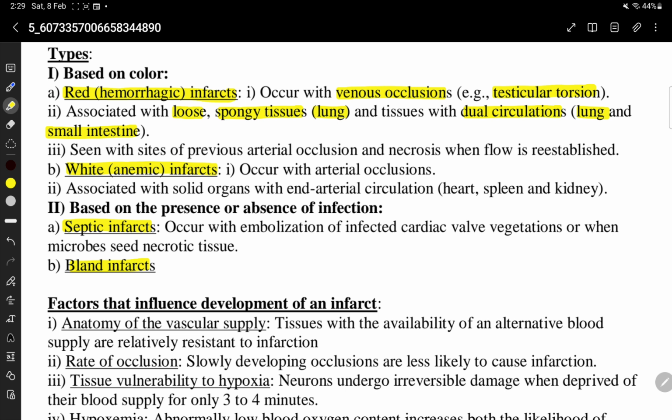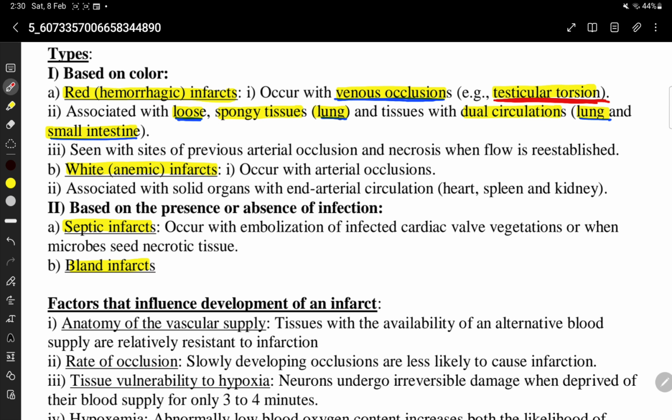या तो रेड और हीमोरेजिक इन्फार्क्ट जो है, it is because of venous occlusion. Example: testicular torsion. It is associated with loose or spongy tissues, that is lung, या tissues with dual circulation, that is lung and small intestine. Okay, it is an example of red infarct or hemorrhagic infarct.